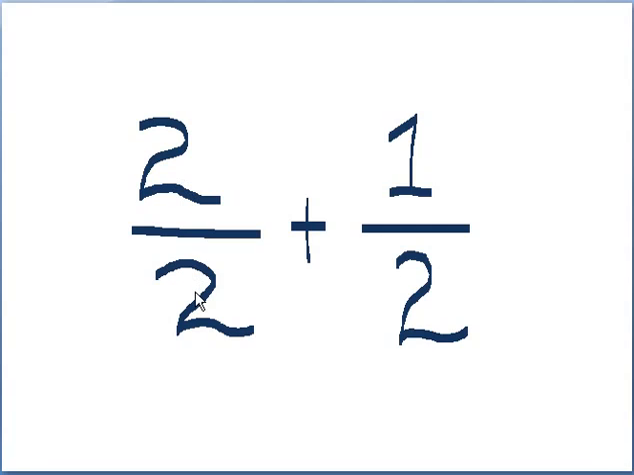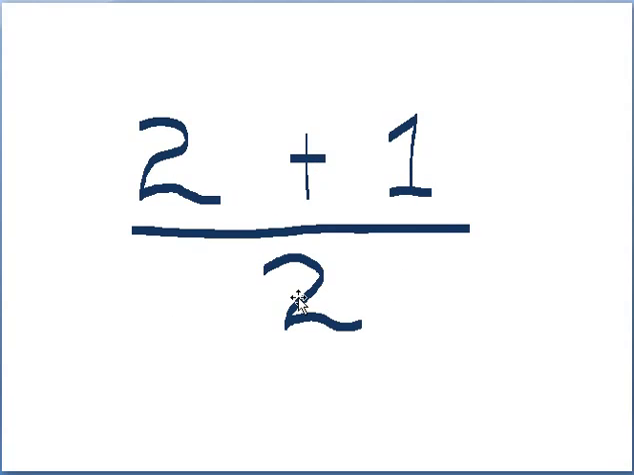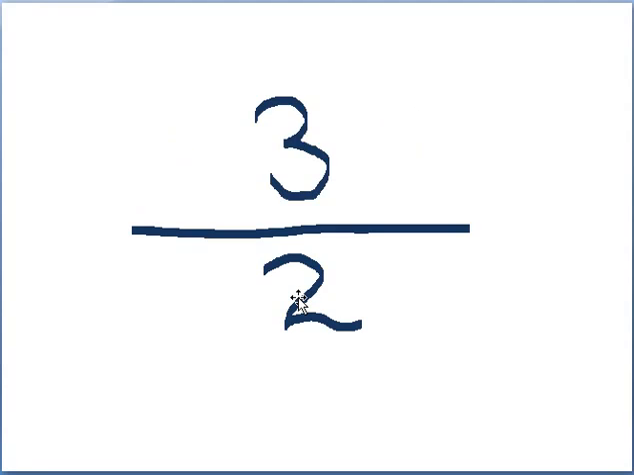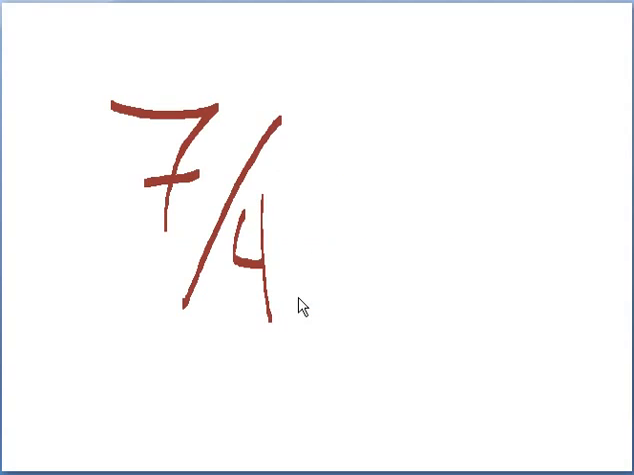And so now we have 2 over 2 plus 1/2. We are only adding the numerators here, so we can have 2 plus 1, and all of this over the denominator of 2, because you don't add the denominators. Now, 2 plus 1, you know, is 3. All right, let's take a look at 7/4.